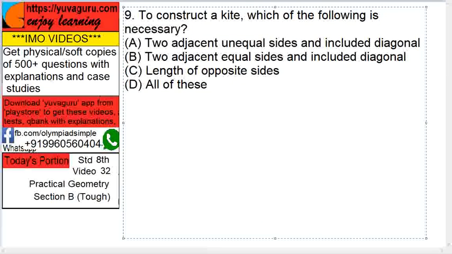Okay. To construct a kite, which of the following is necessary? See here, firstly, what is kite?